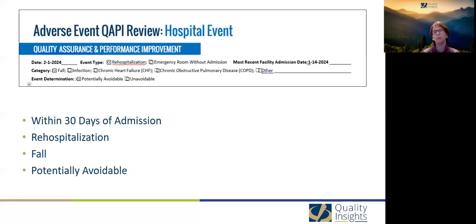The final box you'll see there at the top is the event determination. You would complete that event determination, whether or not it was an avoidable event, after the review of the completed form. So you can see on our example that this event is a rehospitalization within 30 days of admission related to a fall.